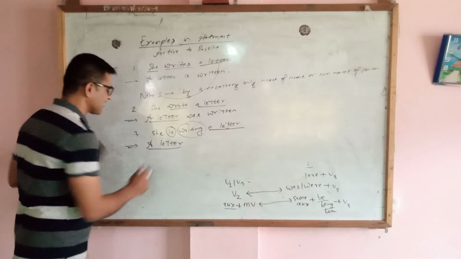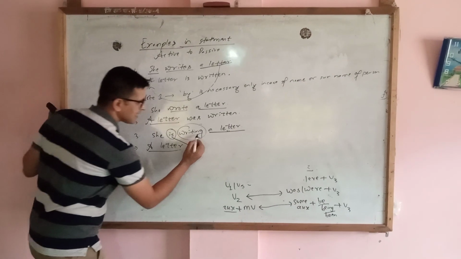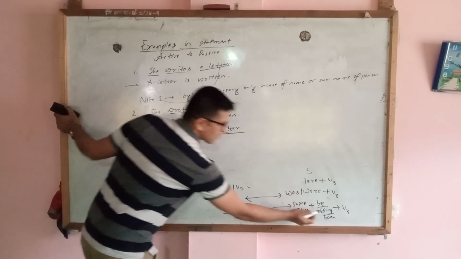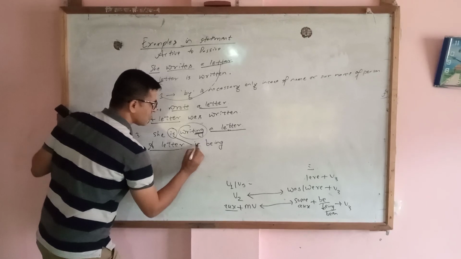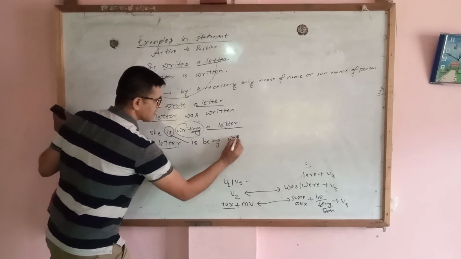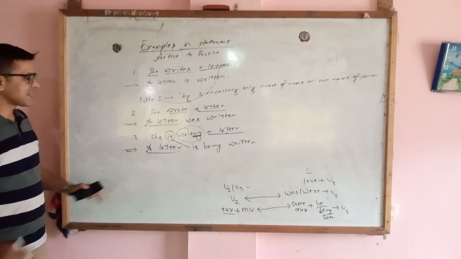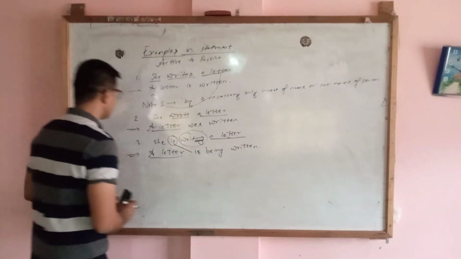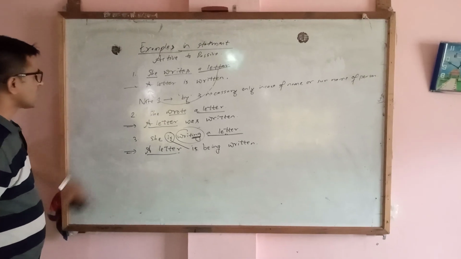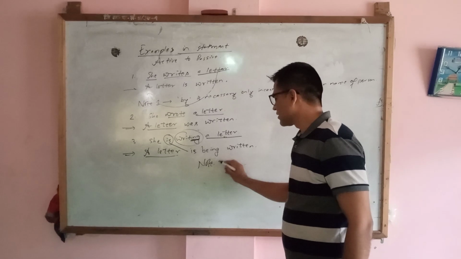It's a very simple technique. A letter, same auxiliary, is. And here the verb is in ing form, so you have to take being. Is being. And what is the V3 of writing? V3 is written. Full stop. This is a very simple technique of changing verbs. Now, let us go to note number 2.